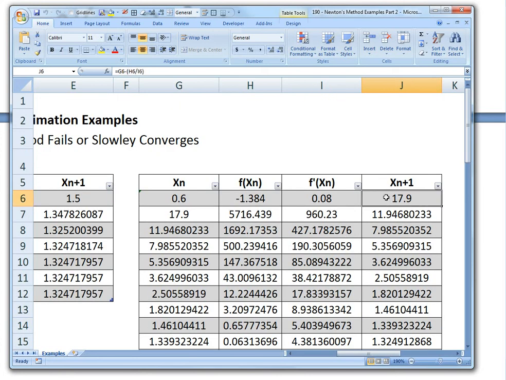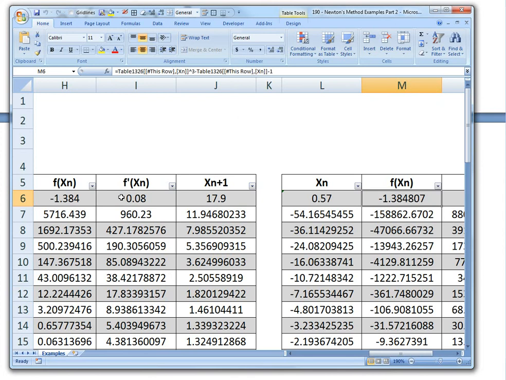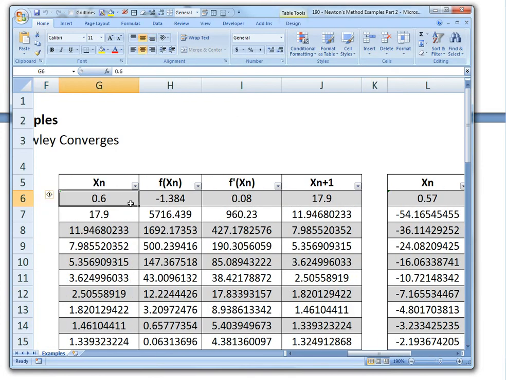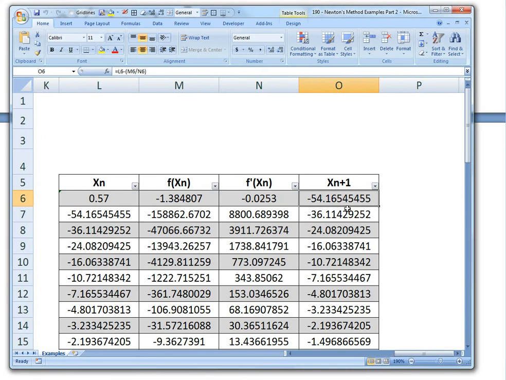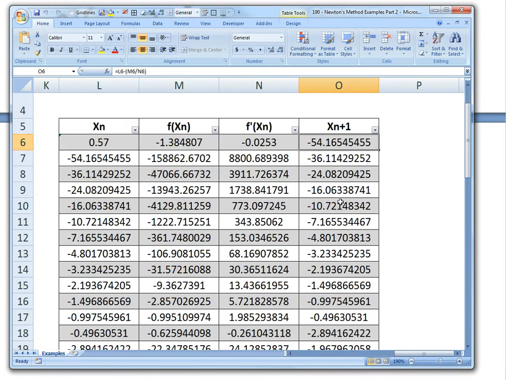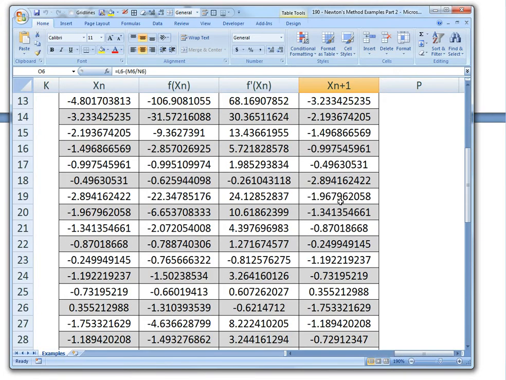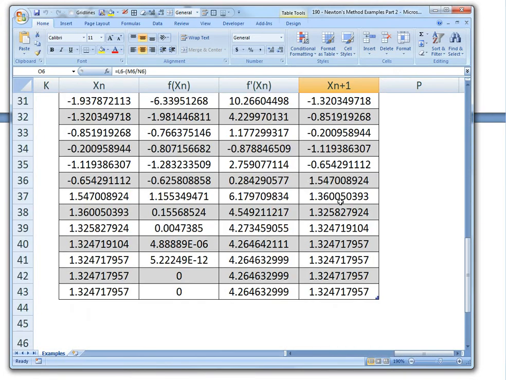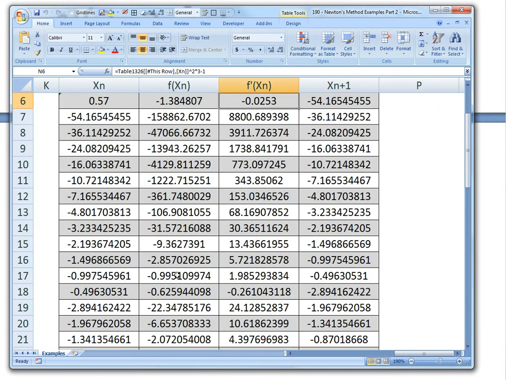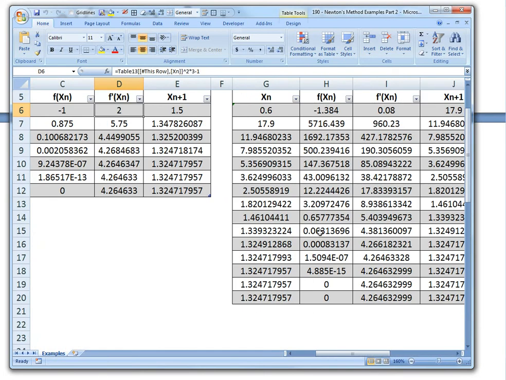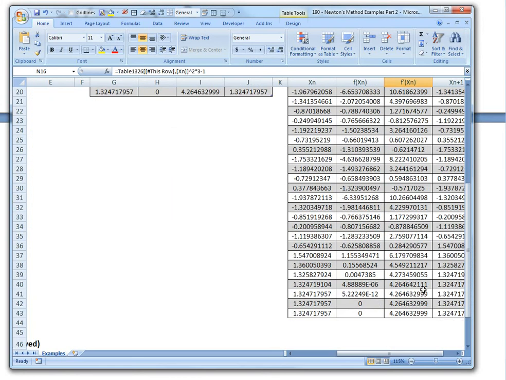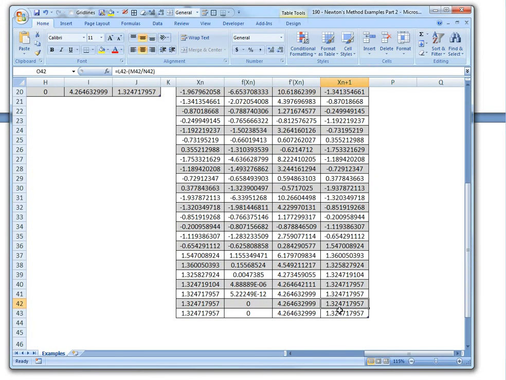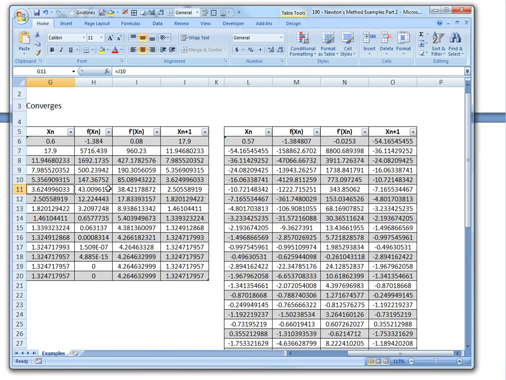1.34757. And then I did it with 0.57. This is only 0.03 different from 0.6, and look at how far this one goes. It goes to negative 54.16, and all the way over here, it takes much longer than even this one. So if we compare them all, these all iterate to the same final root, but this one takes much longer than all of the others.